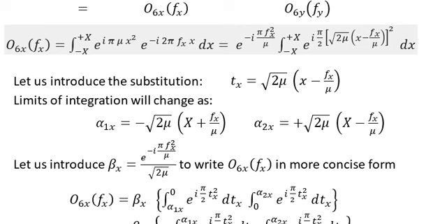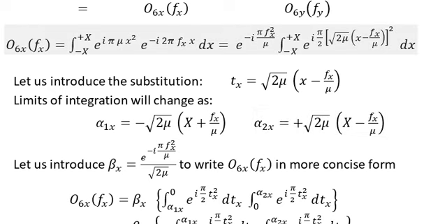But in order to simplify the integral for the solution, we are making a substitution that t with a subscript of x is equal to square root of 2 mu multiplied by x minus fx over mu. For this substitution we calculate the lower limit: replace small x by minus capital X, and we label the result alpha 1x. Then in the tx expression replace x by capital X to get the upper limit, which is alpha 2x. So we have alpha 1x as the lower limit and alpha 2x as the upper limit.